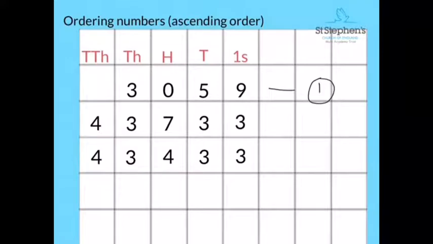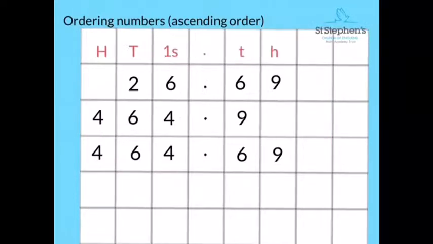2 numbers. So again, we move down to the next place value, which is the hundreds. 43,733 has a 7 in the hundreds column. 43,433 has 4 in the hundreds column, which means, because 4 is smaller than 7, 43,433 is smaller than 43,733. For the last part of this video, we're going to look at ordering decimal numbers.